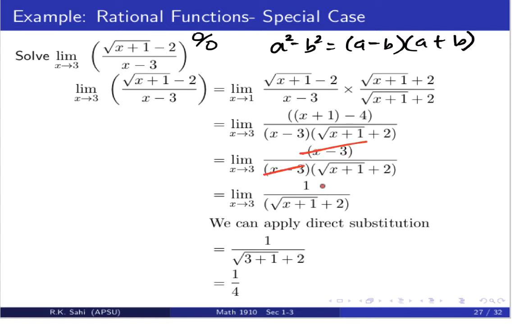And now we're left with an expression 1 over square root of x plus 1 plus 2, and we can easily find the limit for this one. Because there's no problem in the denominator, when we plug in the 3 by direct substitution, we get 1 over square root of 3 plus 1 plus 2, which is 1 over square root of 4 plus 2, which is 1 over 2 plus 2, 1 over 4.